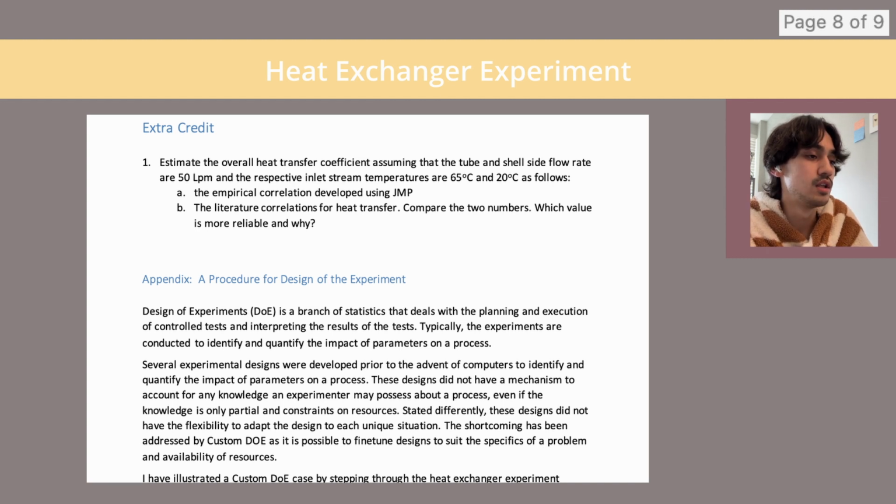A. The empirical correlation developed using JMP, and then B. The literature correlations for heat transfer. Compare the two numbers: which value is more reliable and why? We have Appendix A, a procedure for designing experiments.